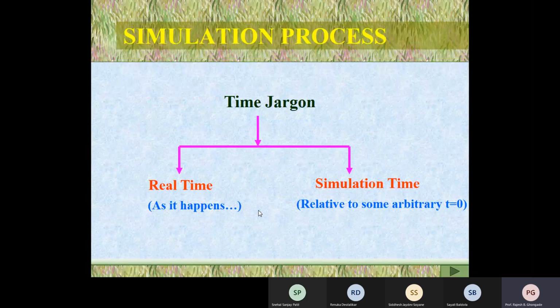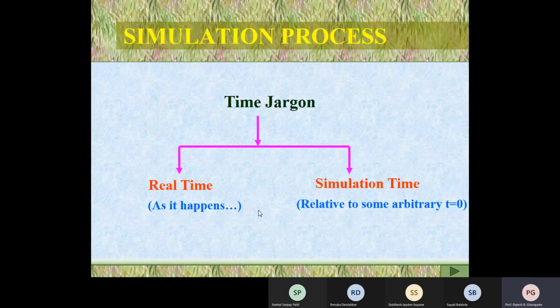Another important thing which I would like to introduce at this point is whenever we start with simulation, you have two different things that you have to keep at the back of your mind. One is the real time and the other is simulation time. Real time is as it happens, as I'm talking to you in real time. Okay, and then you have something called simulation time. Simulation time is always relative to some arbitrary t equal to 0.